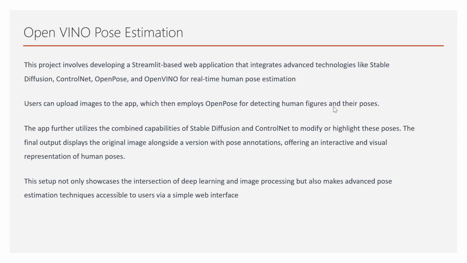Users can upload images to the app, which employs OpenPose for detecting human figures and their poses. The app further utilizes the combined capabilities of Stable Diffusion and ControlNet to modify or highlight these poses. The final output displays the original image alongside a version with pose annotations, offering an interactive and visual representation of the human poses. The setup not only showcases the intersection of deep learning and image processing, but also makes advanced pose estimation techniques accessible to users via a simple web interface.